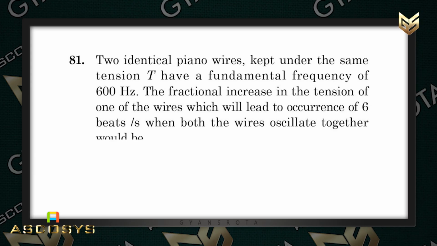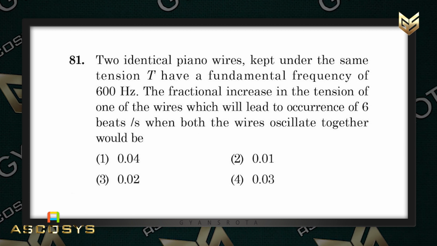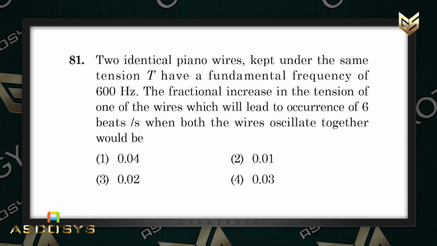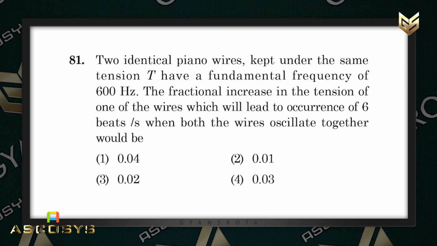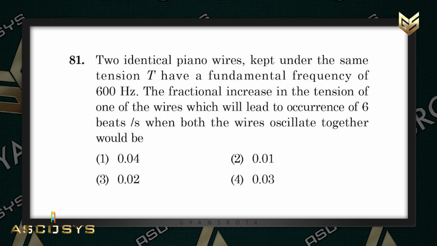Two identical piano wires kept under the same tension T have a fundamental frequency of 600 Hertz. They have the same tension. What is the fractional increase in the tension of one of the wires which will lead to the occurrence of 6 beats per second when both the wires oscillate together?